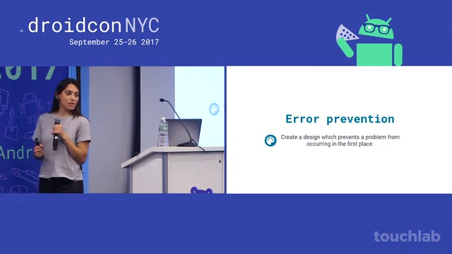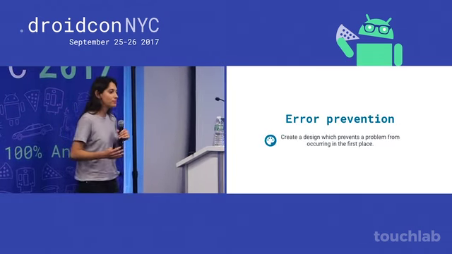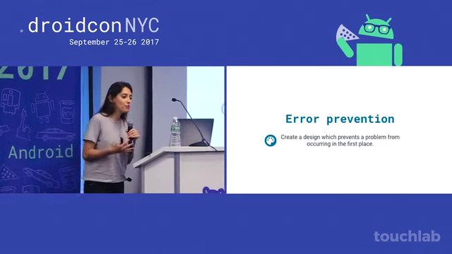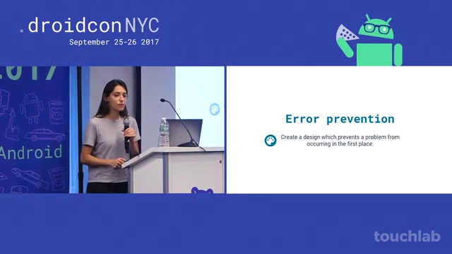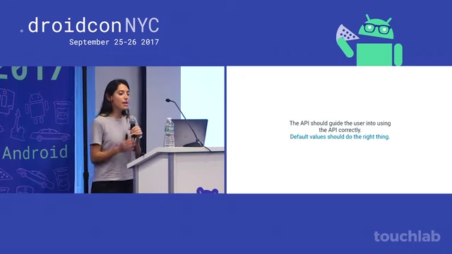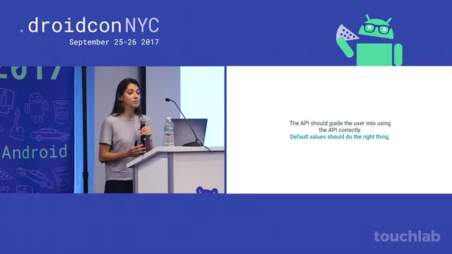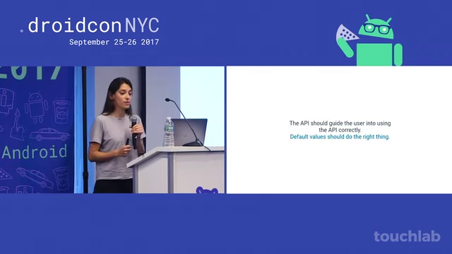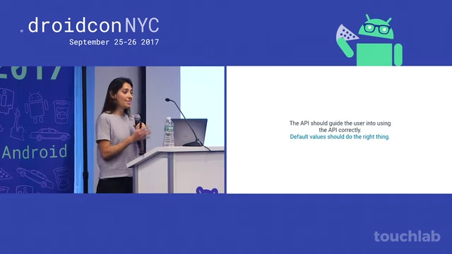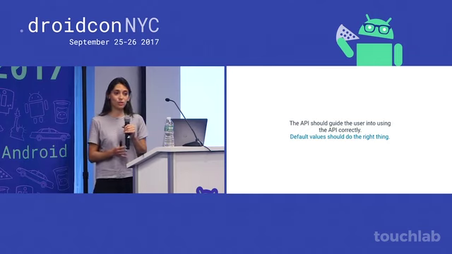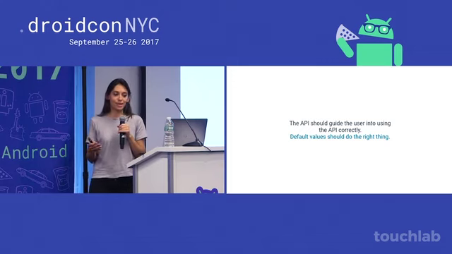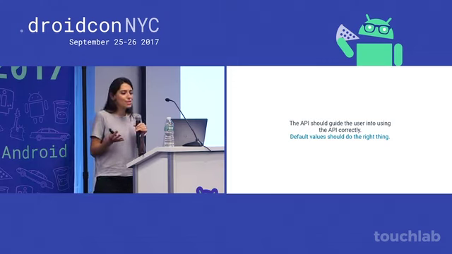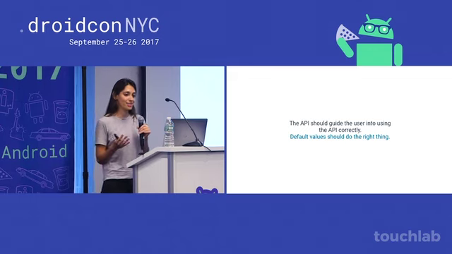The next guideline is around error prevention. We should create a design which prevents a problem from occurring in the first place. So, in terms of APIs, the API should guide the user into using the API correctly. So, the API should be easy to use and hard to misuse. It should be easy to do simple things. It should be possible to do complex things, and impossible or at least difficult to do wrong things.